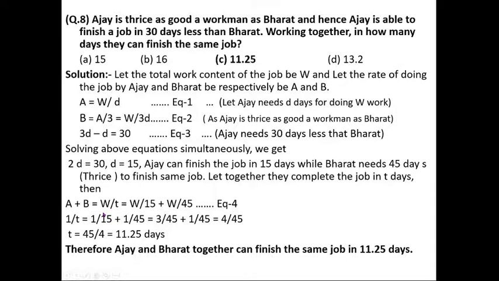Ajay is thrice as good a workman as Bharat and hence Ajay is able to finish the job in 30 days less than Bharat. Working together, in how many days can they finish the same job? Now look here, the rate of doing work of Ajay and Bharat is compared. Ajay is thrice as efficient as Bharat. The working efficiency and the difference in the time required by them is being compared, that Ajay is able to finish a job 30 days less than Bharat. If you are able to incorporate two things, that is, rate of doing work is equal to actual work upon the duration, you can solve this problem. Next.